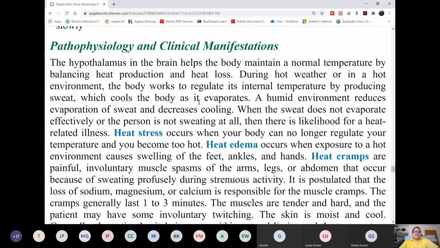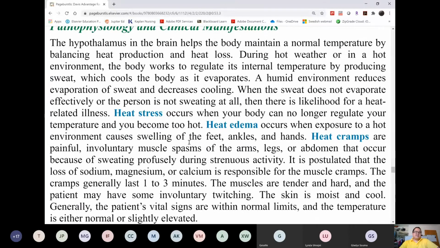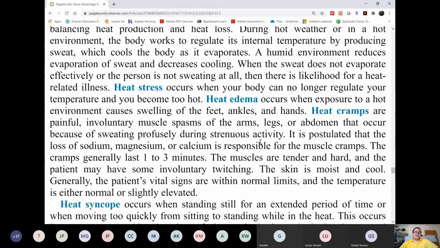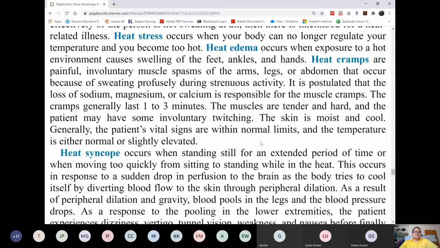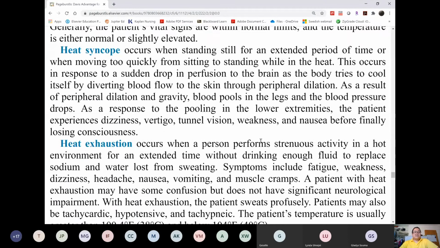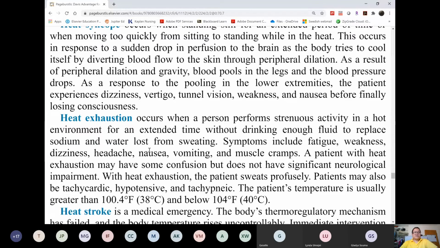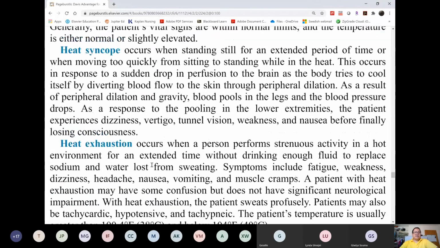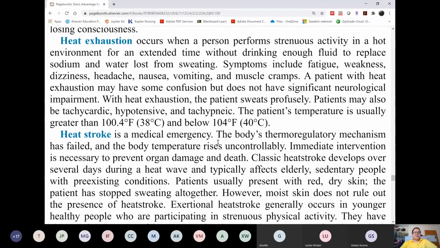I'm not testing these because the mechanism will be similar, whether they say heat stress, heat edema, or heat cramps. These are more specific causes. So let's go here. This is the heat exhaustion we were talking about, which is basically dehydration. If you read it, it's dehydration caused by heat. So the test questions will be on heat exhaustion versus heat stroke. These are really the common terms you'll see on the NCLEX.